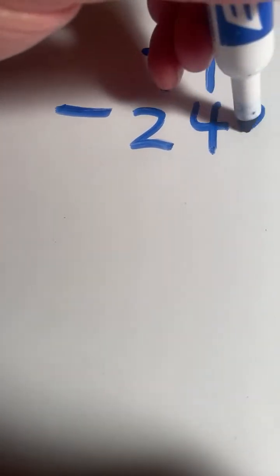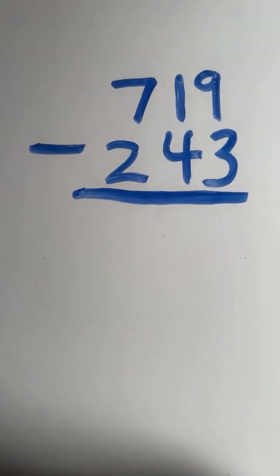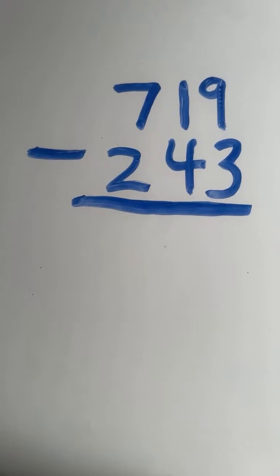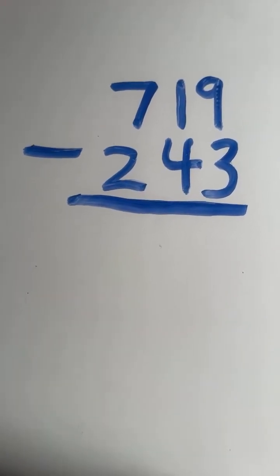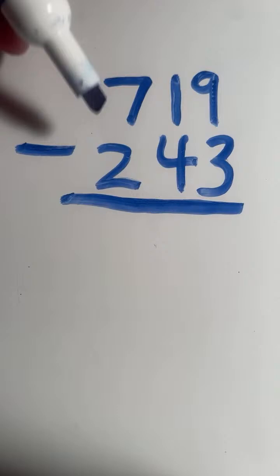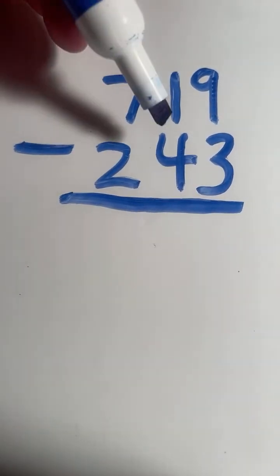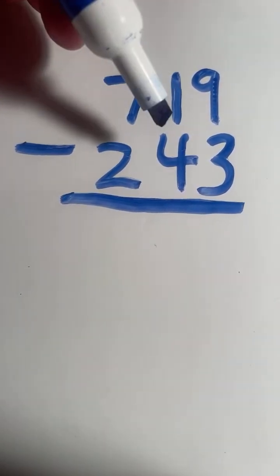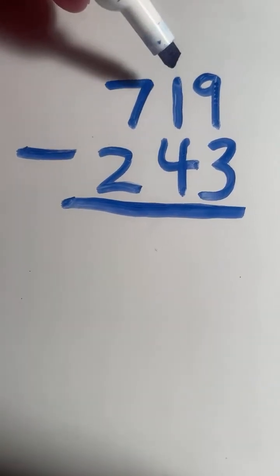So for the next example, I'll do one where it needs to be regrouped in the tens place. So step one, before we do any subtraction, we check if regrouping is needed. So in this problem, 7's bigger than 2. We're good in the hundreds place. 1 is not bigger than 4. You cannot start with 1 and take away 4, so we will need to regroup in the tens place.